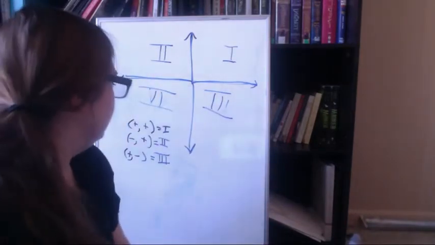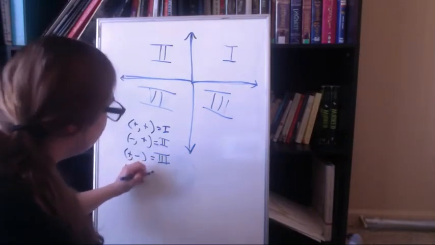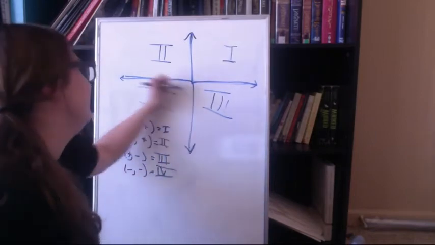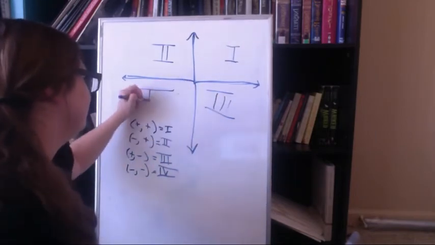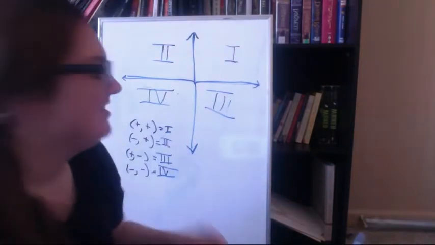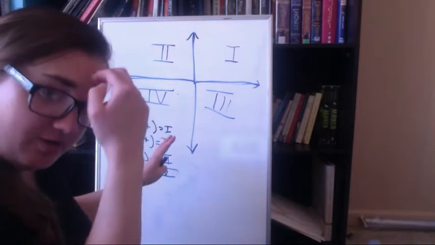So then finally, if you have a positive, negative, that's going to be found in quadrant 4. And now I'm realizing that I did the 4 backwards. Writing Roman numerals backwards now, people. So these are my ordered pairs. These are my directions. They're telling me where to go.